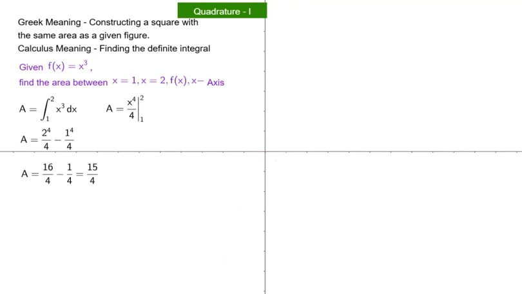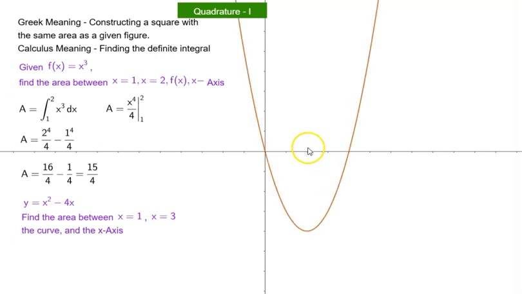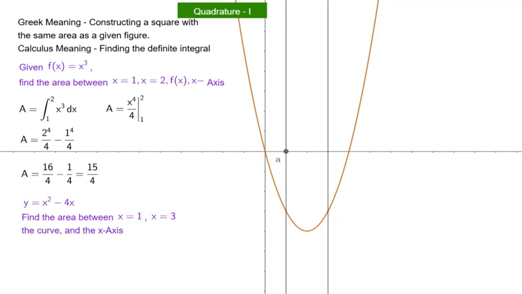Let's look at another example. Y is equal to x square minus 4x. Find the area between x equal to 1, x equal to 3, the curve and the x-axis. Okay. So let's first look at how the graph looks like. So this is the graph of x square minus 4x. We want vertical lines x equal to 1, x equal to 3. So let's draw the lines. This is A, this is B. So the area that we are interested in is between these two lines, the x-axis and the curve. So this area we are interested in.